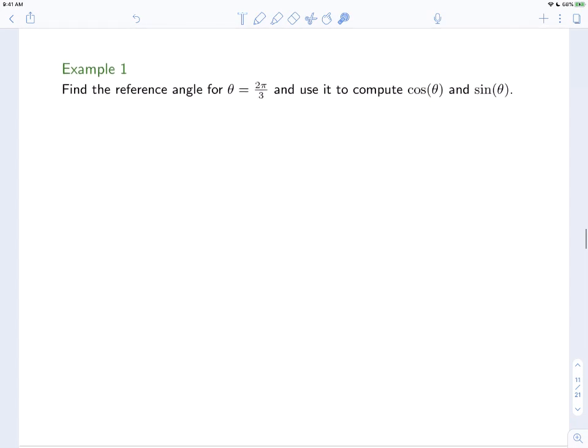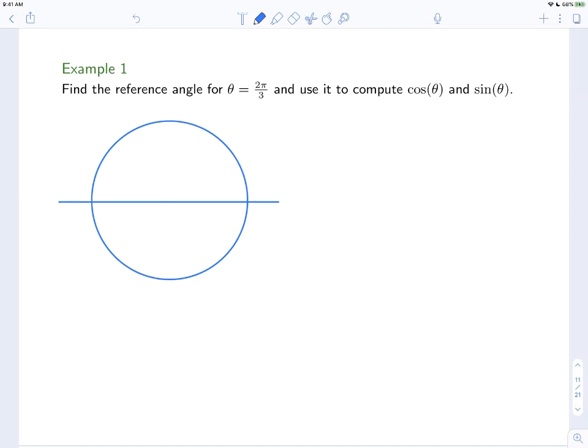Let's look at an example. Find the reference angle for theta equals 2 pi over 3 and use it to compute cosine of theta and sine of theta. So the first thing to do is to draw a unit circle. So let's just draw a circle quickly, and let's put in an x-axis and a y-axis like so. All right, now we're interested in theta equals 2 pi over 3, which is about here, something like this.